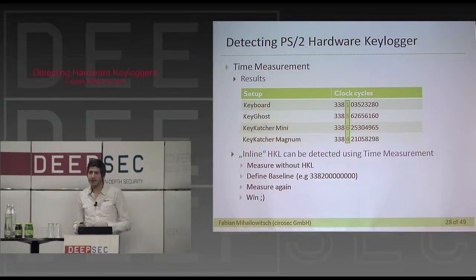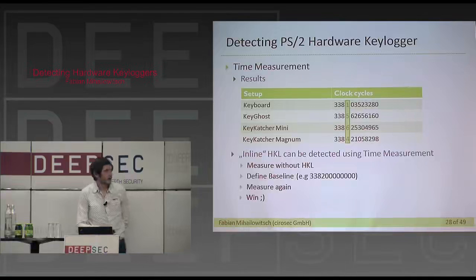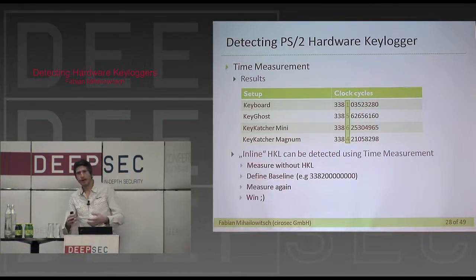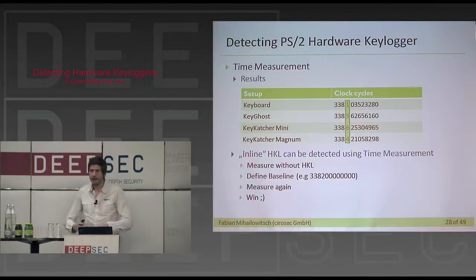So we actually can detect inline PS2-based hardware keyloggers using a time measurement with the code I wrote. At first, we would do a measurement without a hardware keylogger. Then we would define a baseline. In that example, we could use 3382 as baseline. Then we can run the code again, like checks for AV software. Once it is above the value, we can say, okay, something was plugged in line here, and it's detected.